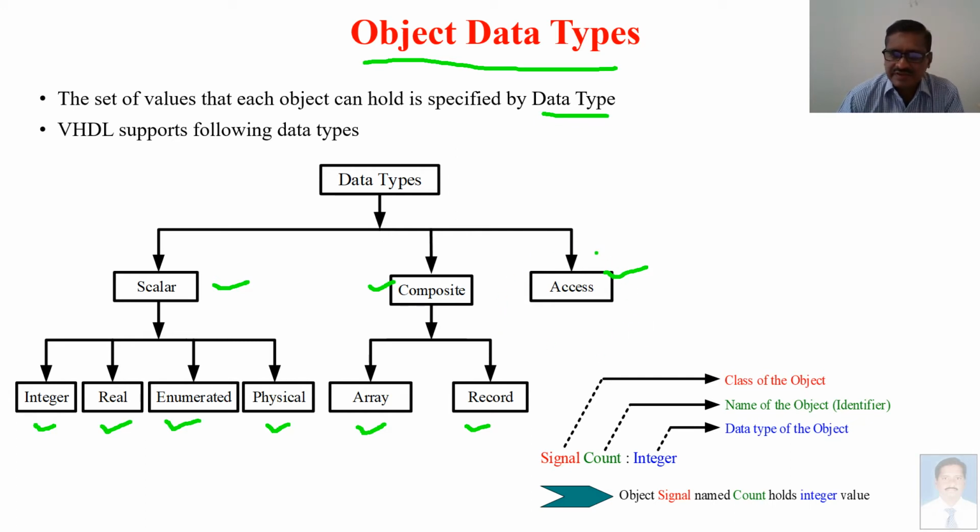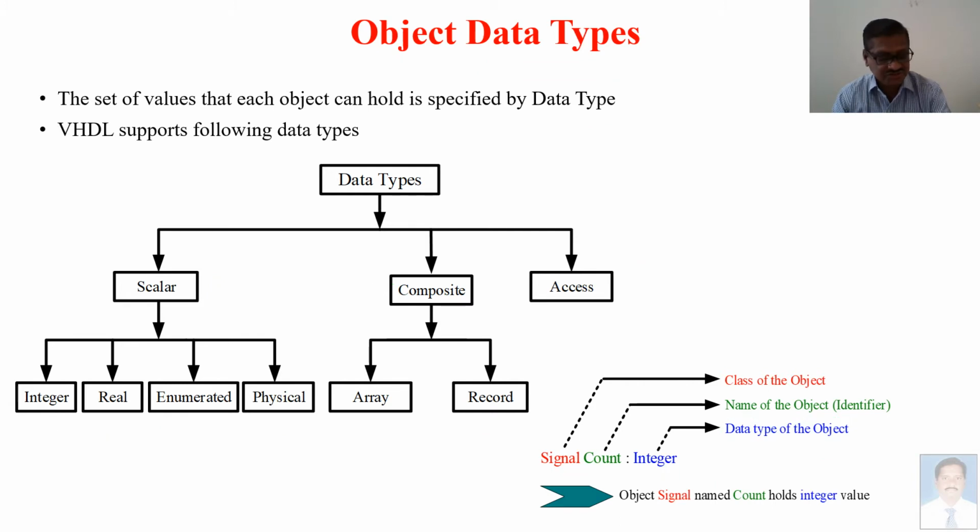This is the syntax. For example, for a signal it is shown as signal, count and integer, and right now we are discussing this part, which is the data type of each object. The object may be a signal, a variable, a constant or a file. What should be its data type, that we are trying to discuss.